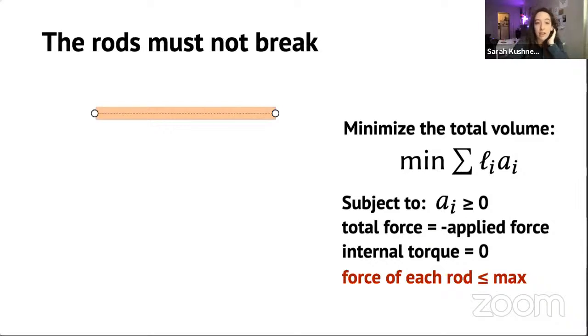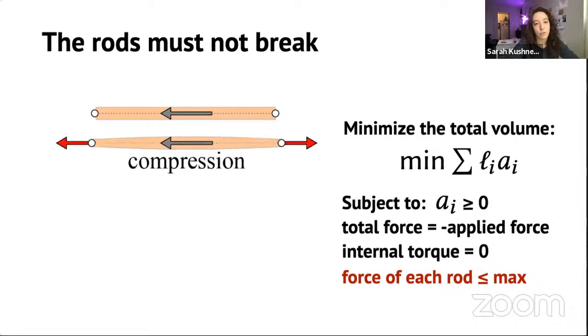In addition to these static equilibrium constraints, we also don't want the rods to break. So each rod is given a maximum yield stress based on which material it's going to be made out of in fabrication. And this just means how much force a rod can take before it breaks. So we want this force to be less than or equal to the maximum. In the axial direction of the rod, we want it to be resistant to compression, which says how much you can push on the rod before it breaks, and tension, which says how much you can pull on the rod before it breaks.